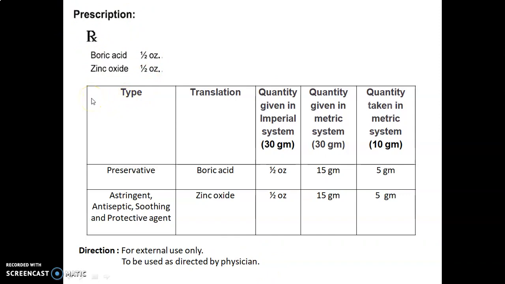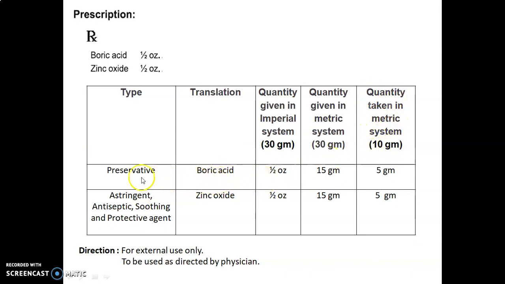So let's discuss in detail the formulation table. Type, that is category, use or role of the ingredient. Translation means the name of the ingredient. Quantity given in the imperial system for preparing 30 gram. Quantity given in the metric system to prepare 30 gram, and quantity taken in the metric system for preparing 10 gram.